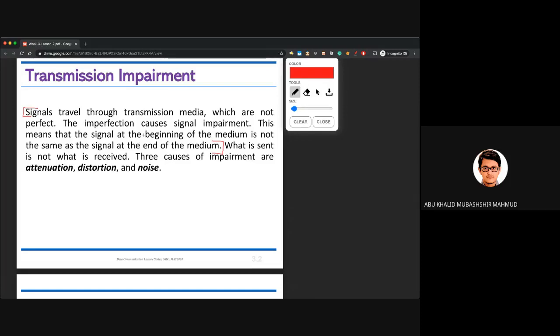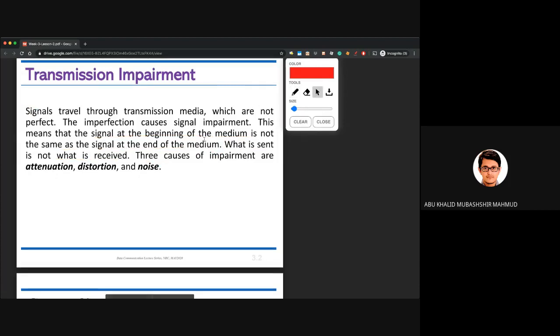In simple terms, the signal at the beginning of the medium is not the same as the signal at the end of the medium. That is, what is sent is not what is received. This phenomenon is called transmission impairment. There are three causes for this kind of impairments. They are attenuation, distortion, and noise. So let's move on to the details about them.